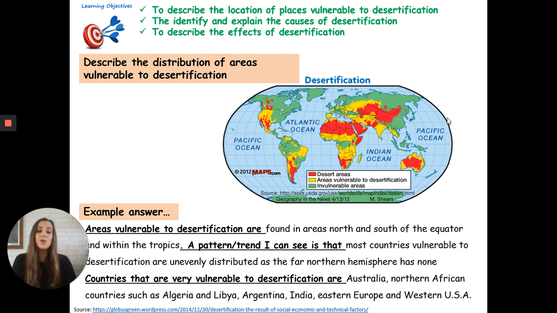I would also add into your answer that you'll notice that all the yellow parts, the areas vulnerable to desertification, are next to the red parts. So it's this idea that the desert is almost spreading.